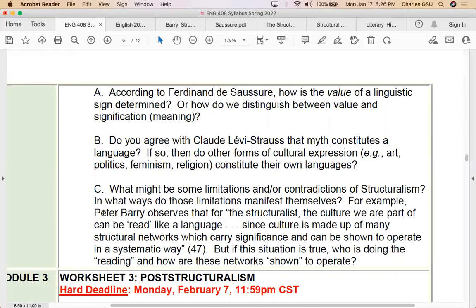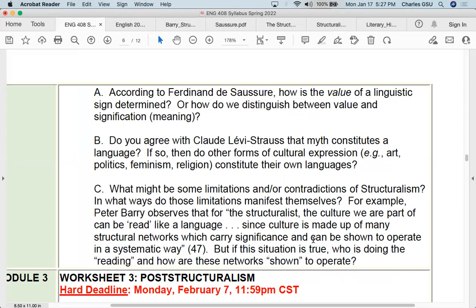For example, Peter Barry observes that for the structuralists, the culture we are part of can be read like a language, since culture is made up of structural networks which carry significance and can be shown to operate in a systematic way. That's from Barry, page 47. If that's true, that is, if culture is made up of structural networks, right? Okay. Who was doing the reading and how are these networks shown to operate?